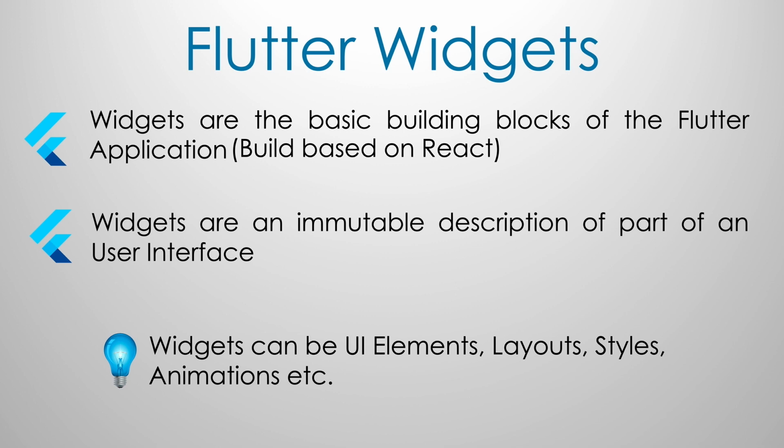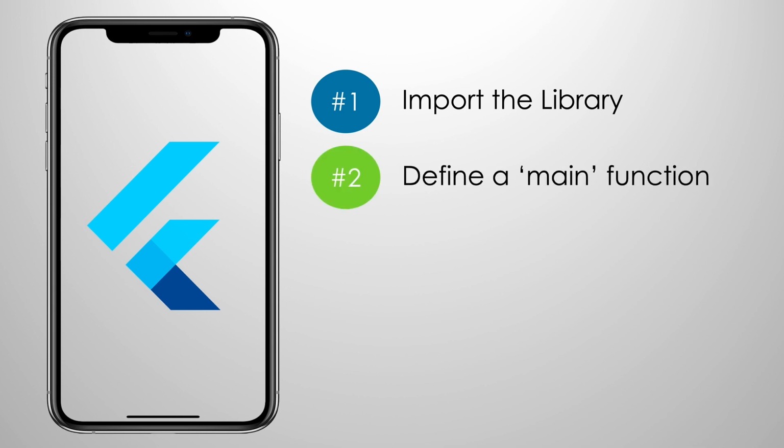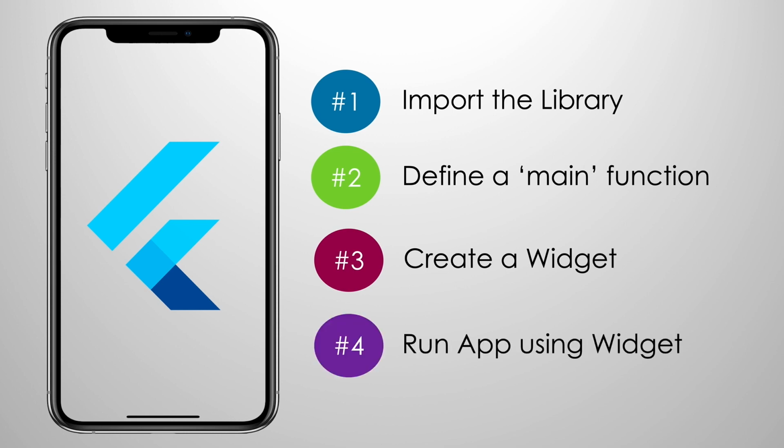Now, let us understand the steps we need to follow in order to create a simple Flutter application. The first step is to import the library. The second step is to define a main function, and remember that the main function is the entry point of execution within the Flutter application. The third step is to create the widget as per the requirement, and finally, the last step is to run the app using the runApp method, and we need to pass the widget which has to be displayed as the startup screen.